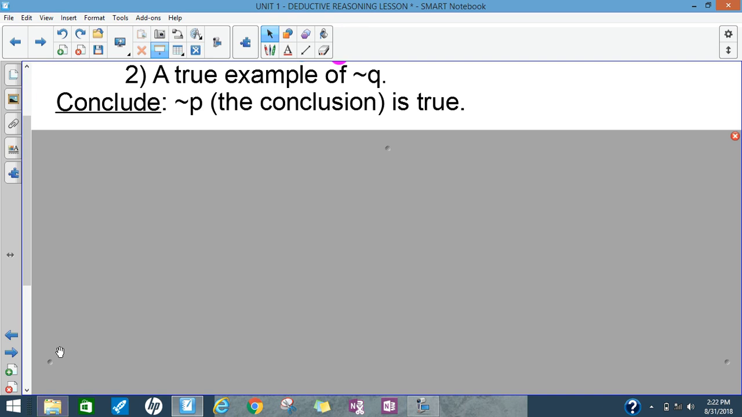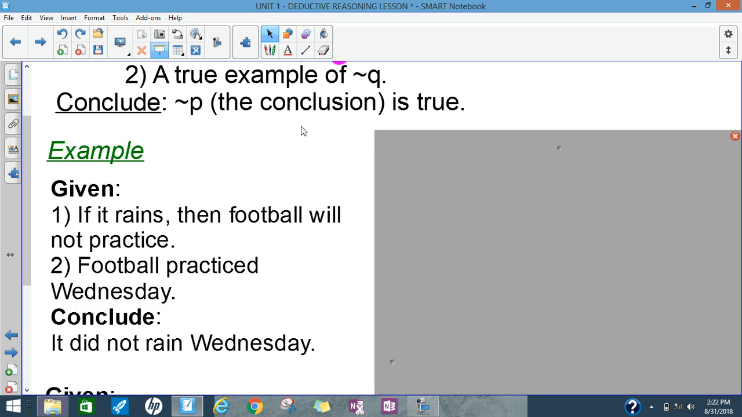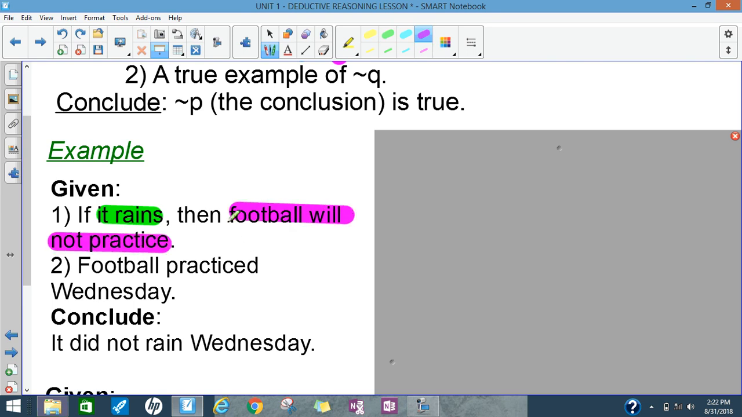So let me give you an example of that like I have the other ones. Again, we have it raining, and football not practicing, although we know they'd still practice. And then we have this example, football practice Wednesday. Okay, Q was about football not practicing. This one says football does practice. That's the opposite. That's not Q. And so our conclusion is going to be the opposite of it raining, and so we conclude it did not rain Wednesday.